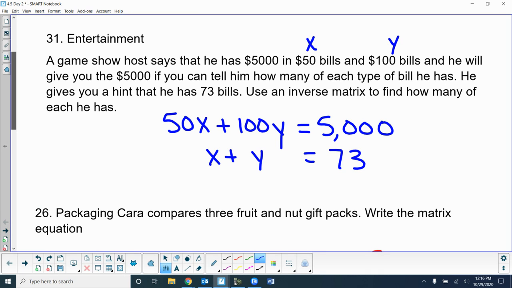You will see that in the word problems you do today for homework, one of your equations is always X plus Y equals something. Not every single time, but 90-something percent of the time. You'll have an X plus Y, maybe a plus Z, equals a number. They'll give you the number of items usually.